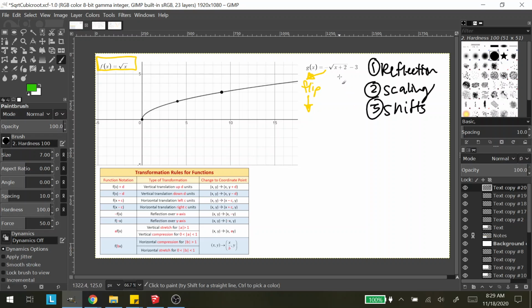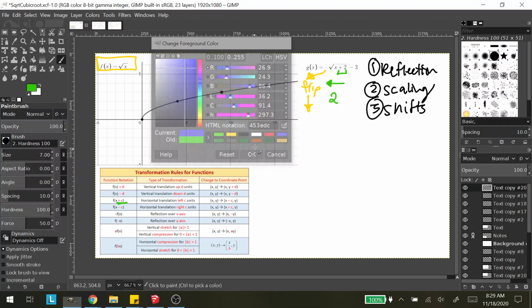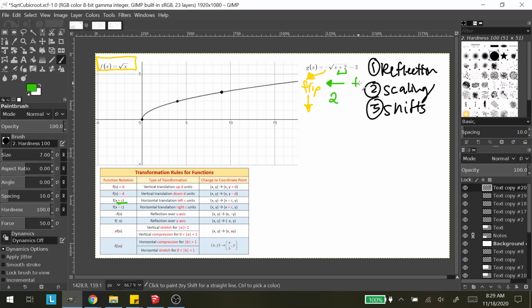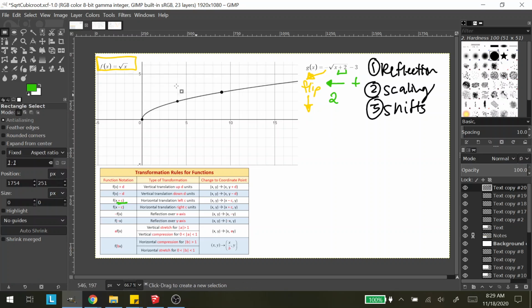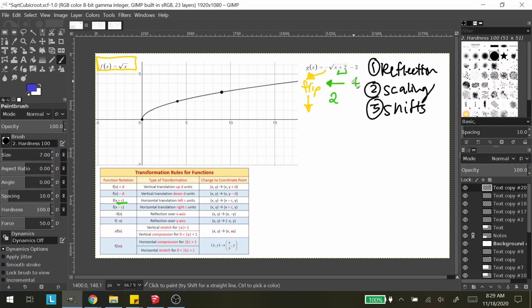Then we've got that plus 2. Now remember, on the inside, it's always going to be side to side, but it's opposite of your intuition. So that plus c, you can see it right here. That means we're going to be going left. So I'm going to be going left 2. And then the last one I have is, it's supposed to be blue. That means it's going to go down. And it's going to go down 3.